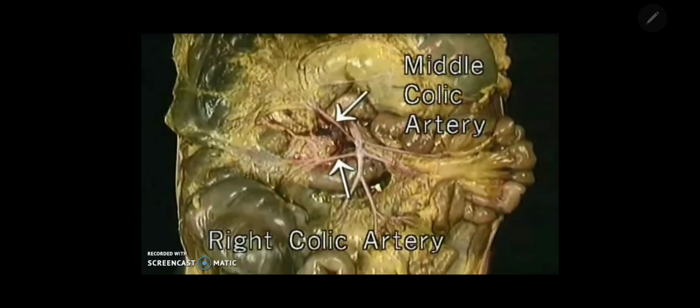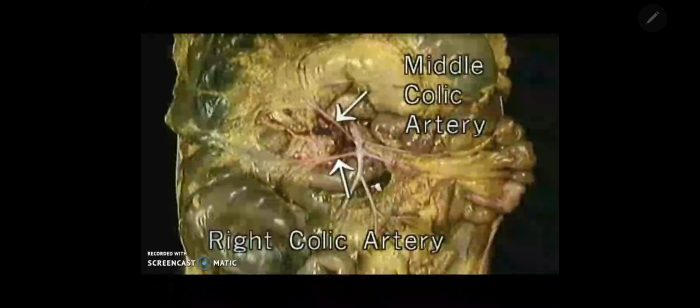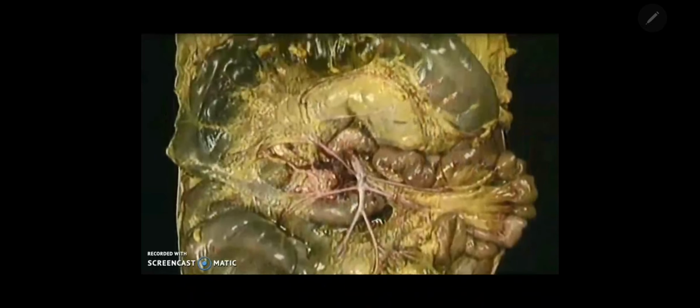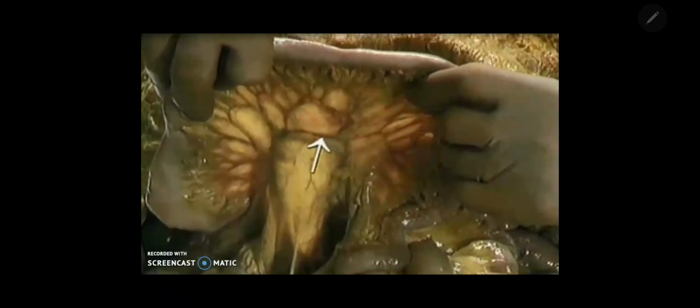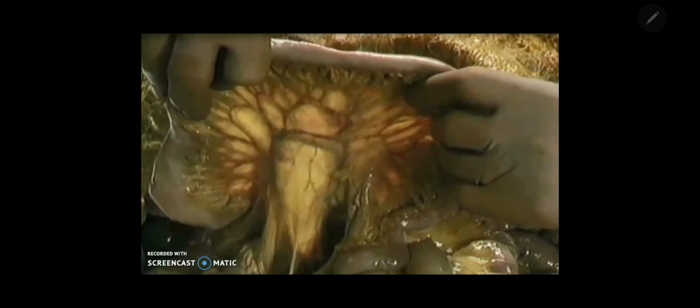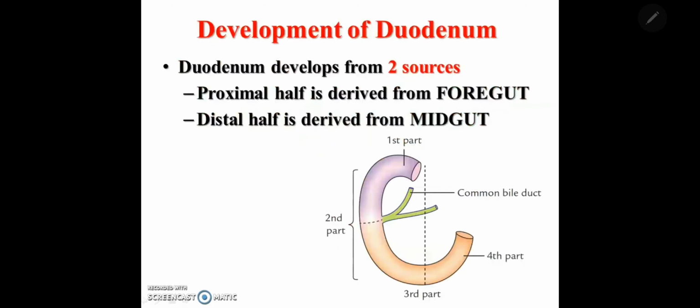You should understand the derivatives of the midgut, and you can notice the pattern of supply of the branches of the superior mesenteric artery, which is the artery of the midgut. You can notice these arteries form marginal anastomosis or vascular arcades in the fold of the mesentery. So, coming to the development of the duodenum.